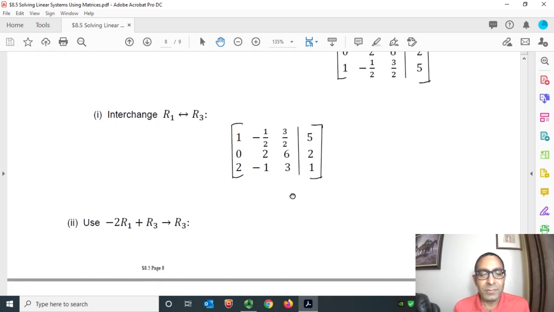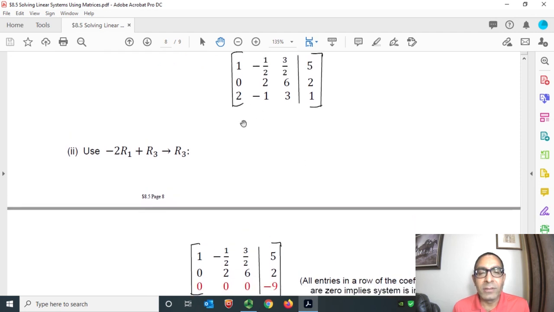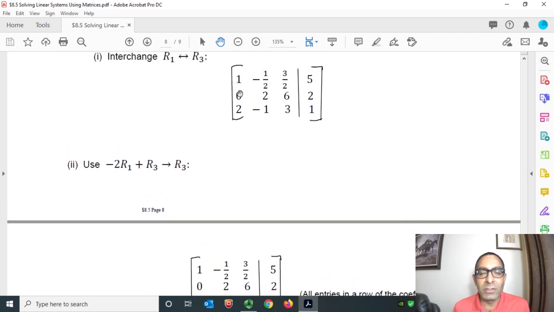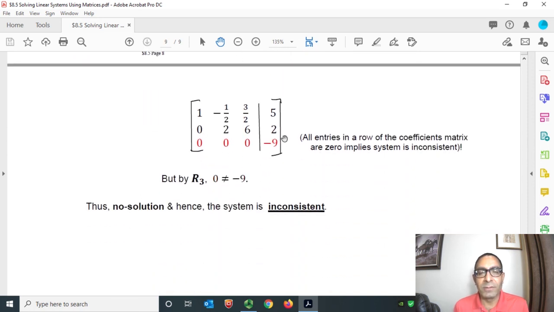Next, we want to get 0 here. Below the first diagonal entry, this 0 is already there. Now we want to make this 2 a 0. Then we perform this operation here. We multiply row 1 by -2 and add to row 3, and use this result to replace row 3. Then this gives us the first row as it is, the second row as it is, and we use these elementary operations to get the new row 3. Now let me scroll this way. Now we have this one here.